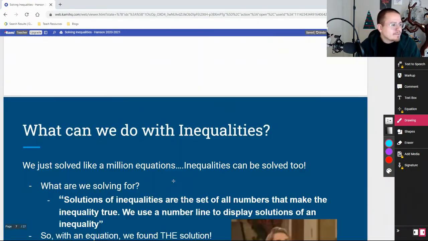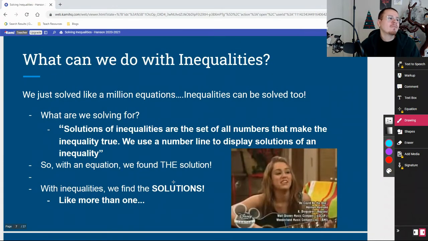All right. So what can we do with them? We've been working with equations for a minute, right? But we can solve inequalities. And what are we solving for? Solutions of inequalities are the set of all numbers. So the set is more than 1. There could be infinitely many numbers that make an inequality true. If I say I need all numbers greater than 1, 2, 5, 100, 1,000, a million, all of those numbers work, right? And then we can put them on a number line.